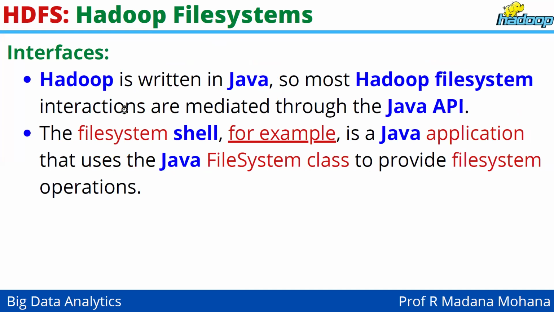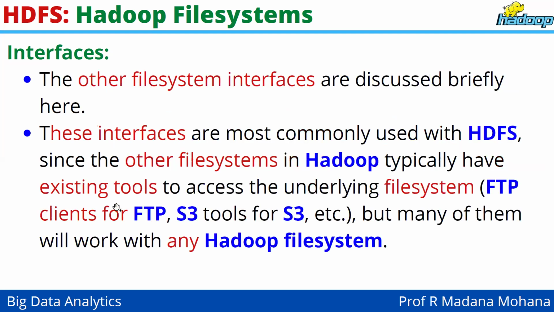Then with all these URI schemes, now how about interfaces? Hadoop is written in Java, so most Hadoop file system interactions are mediated through the Java application programming interface. The filesystem shell, for example, is a Java application that uses the Java FileSystem class to provide file system operations. The other file system interfaces are discussed briefly here.